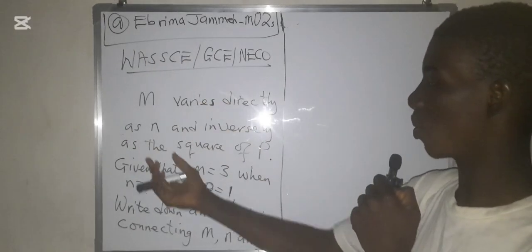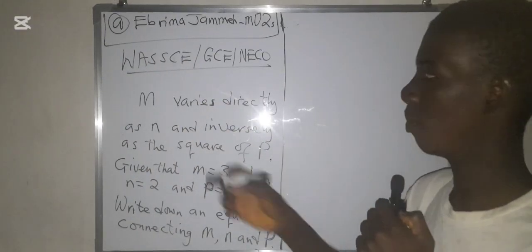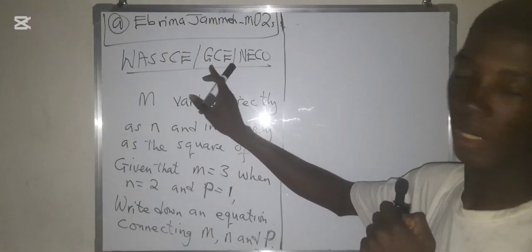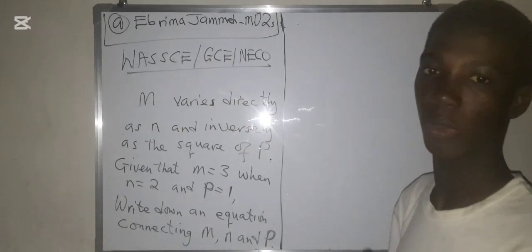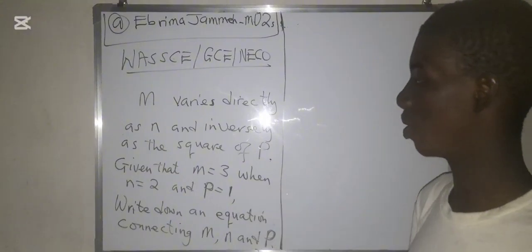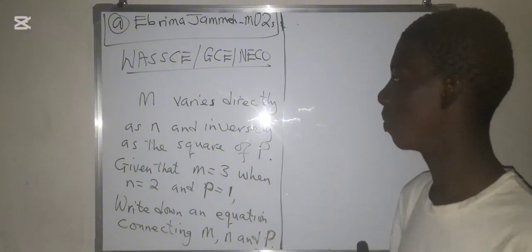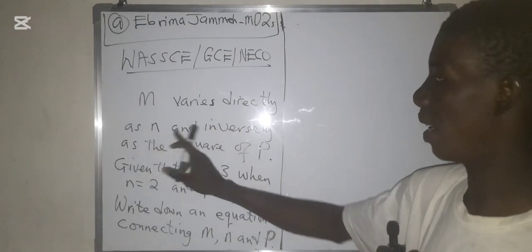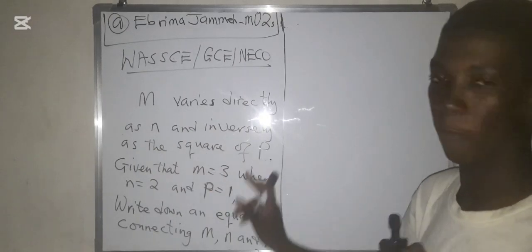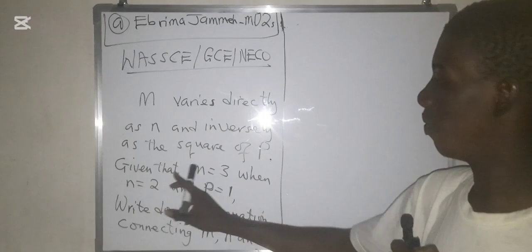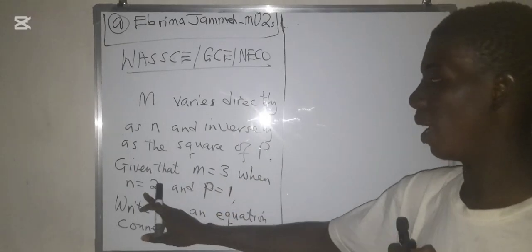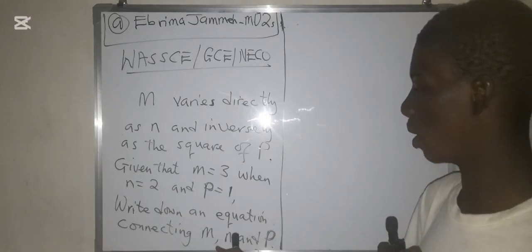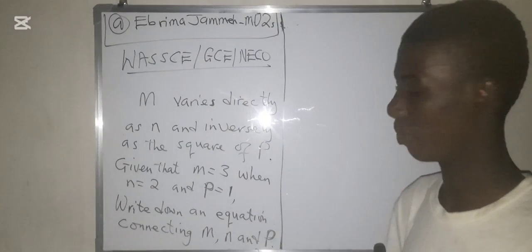So, this is one of the questions that I extracted from WAEC, NECO, about GCE, and NECO. So, it mostly frequently comes. The question reads: M varies directly as N and inversely as the square of P. Given that M equals 3 when N equals 2 and P equals 1, write down an equation connecting M, N, and P.